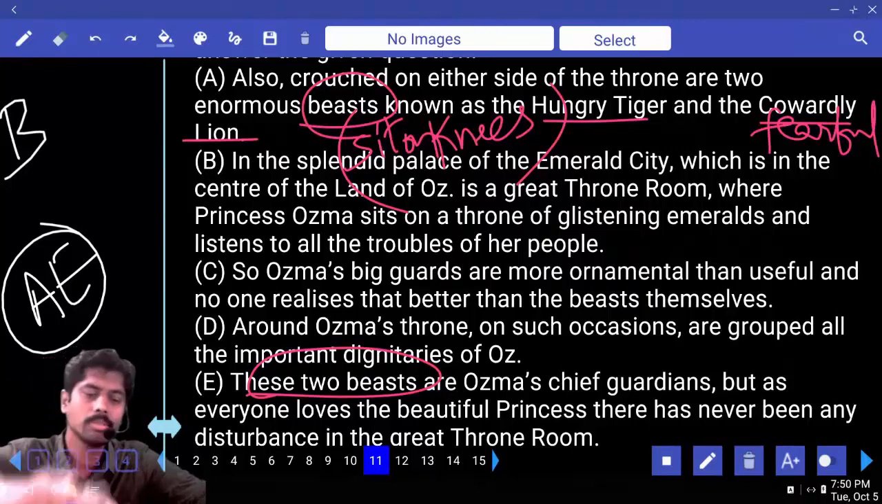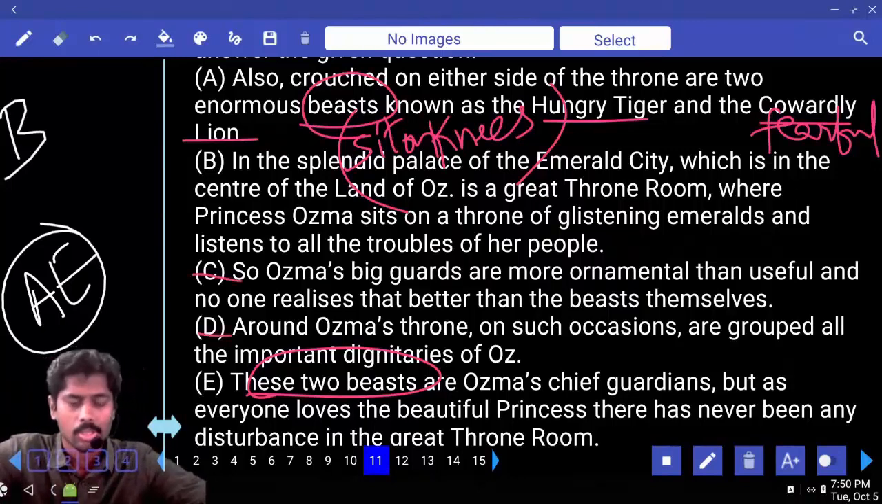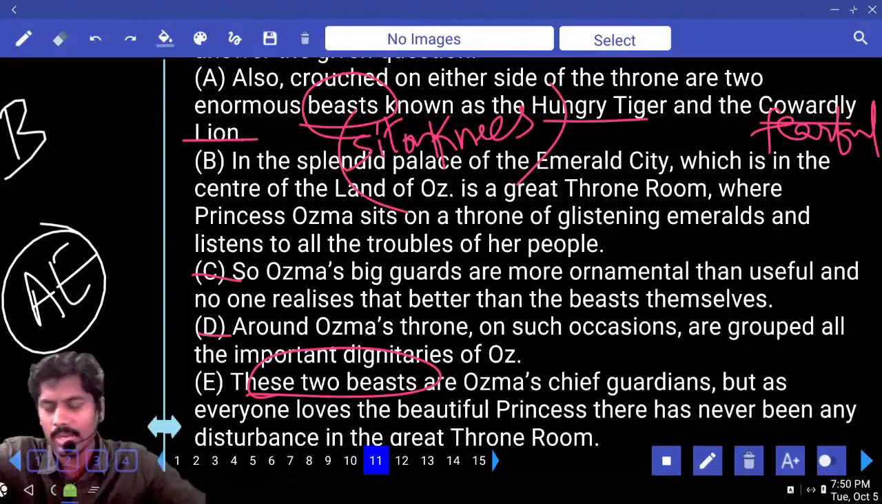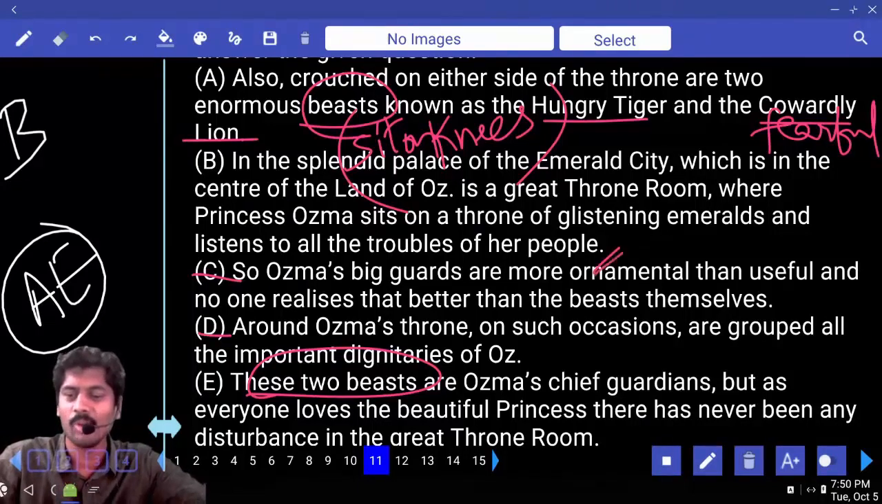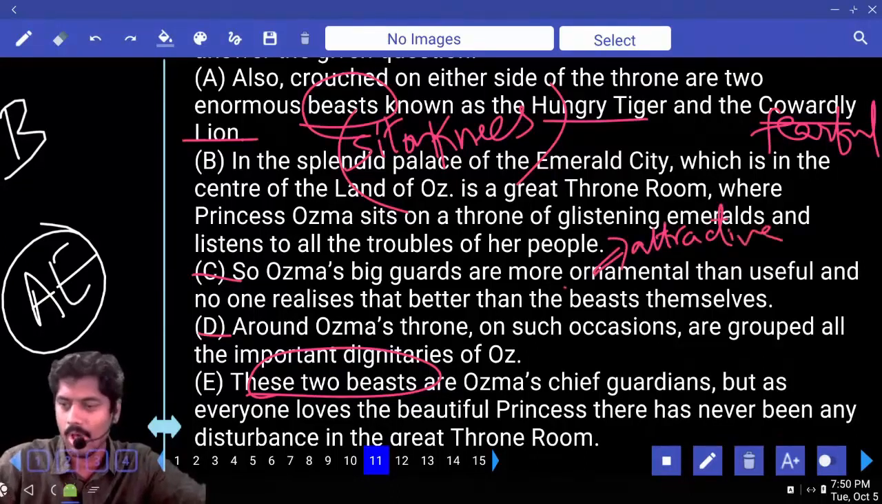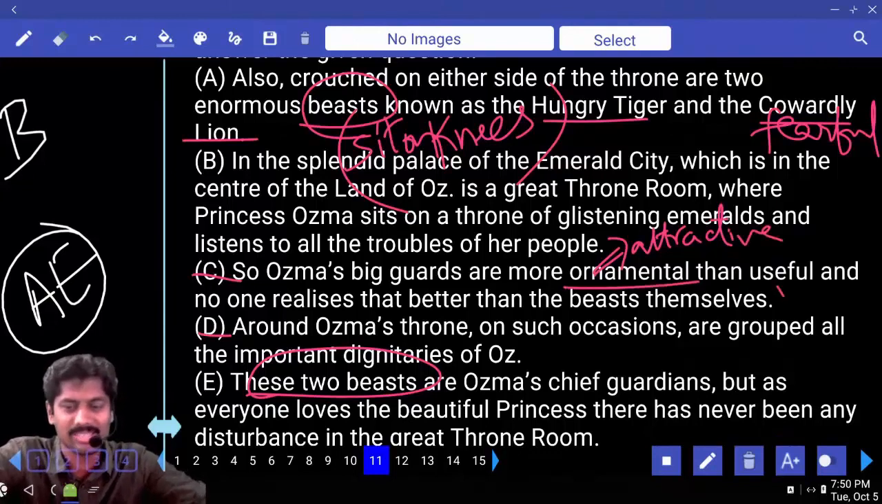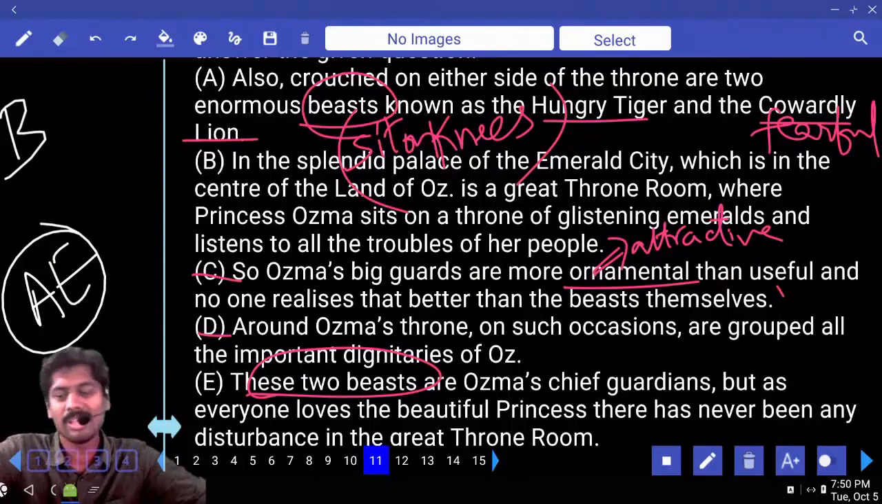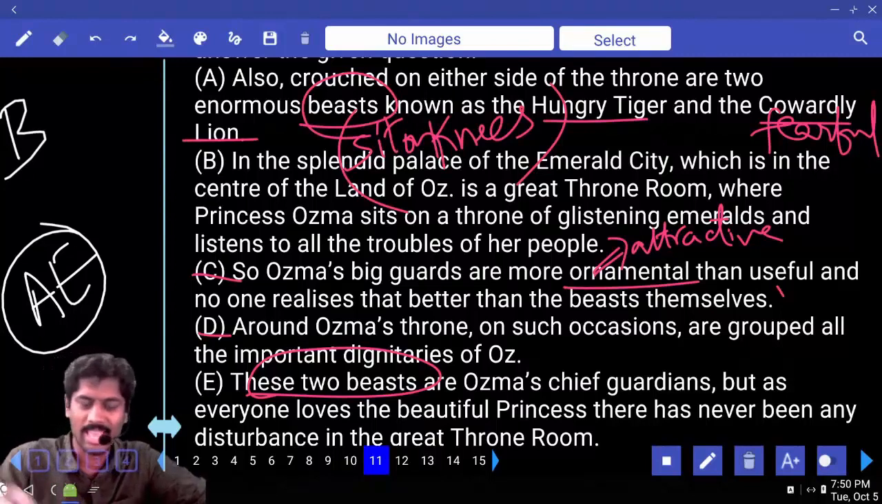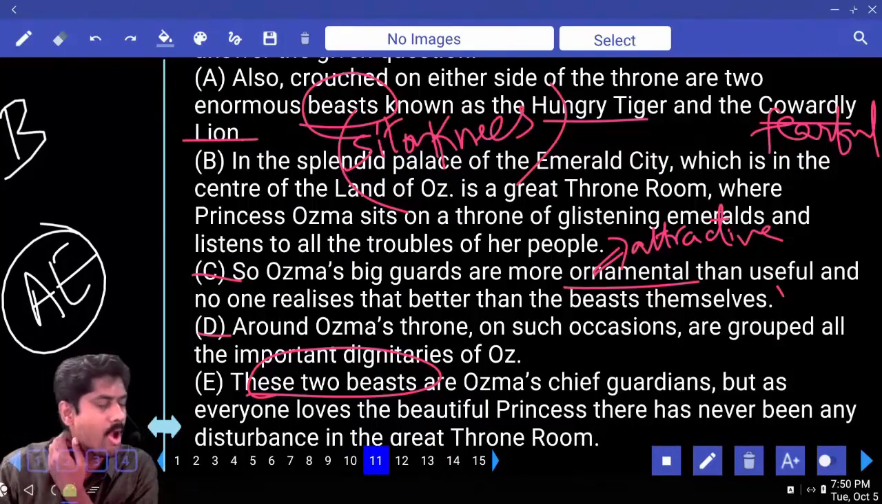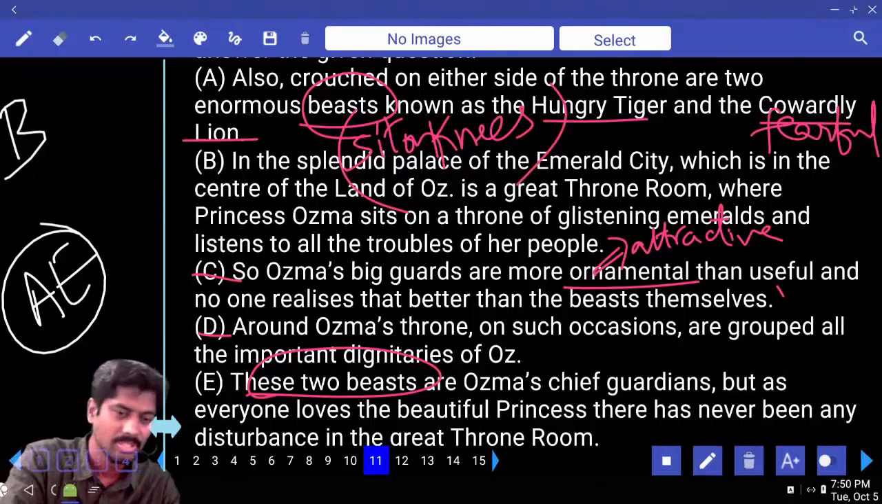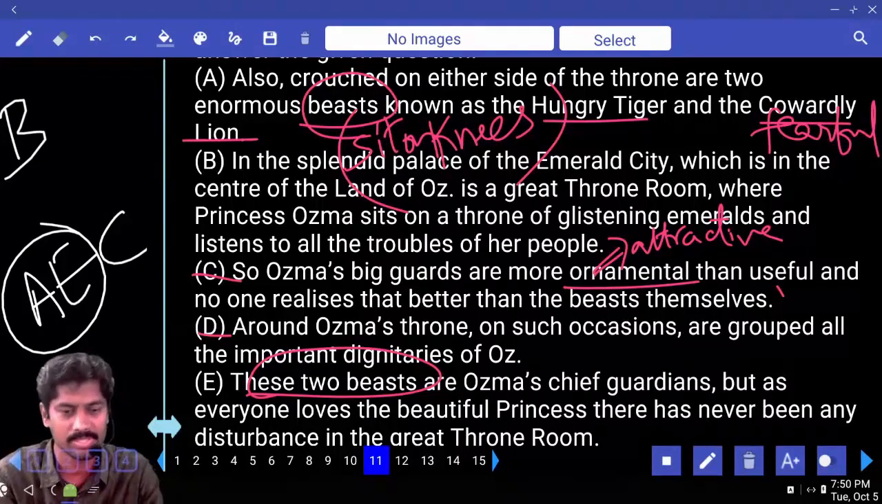Now what else is remaining? C and D. So Ozma's big guards. Who are the big guards? Big guards are more ornamental than useful. Means they are for only attraction, not useful. Double comparison. They are more ornamental than useful, and no one realizes that better than the beasts themselves. Those animals also know that we are only for show off. We are not useful anyways. So can I keep C before A or after E? After E. After E I am keeping C.